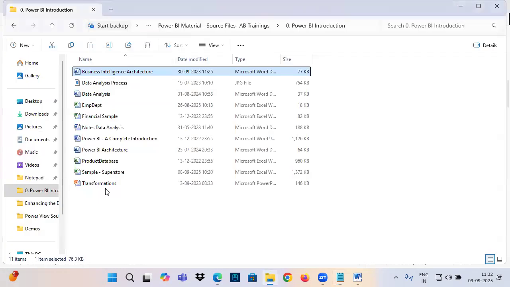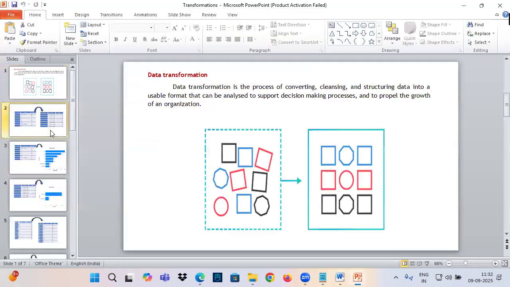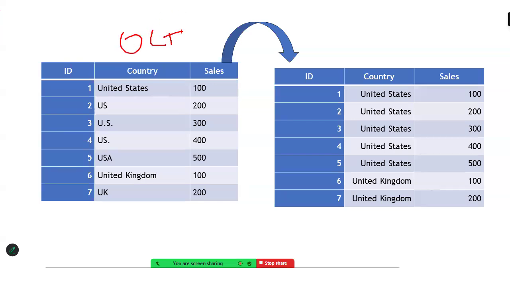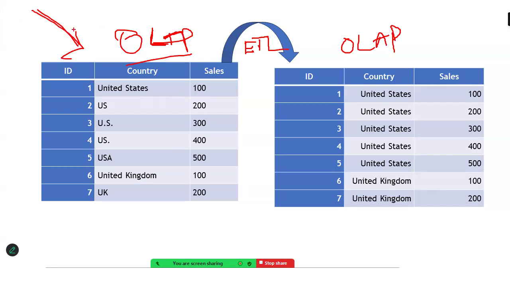To explain this, I'll open one small slide. This is the data how we'll have in the OLTP database. This is the table which is there in the OLTP. This is the table how the data will be in the OLAP. We will move the data from OLTP to OLAP using software called ETL. Generally into OLTP, many customers will enter the data.